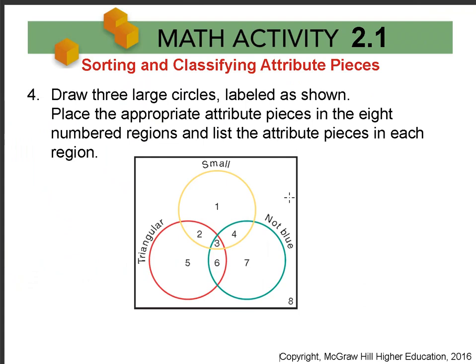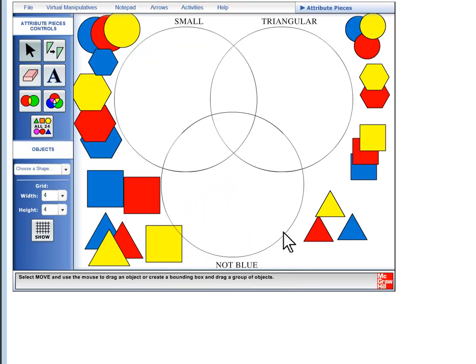Then for question 4, we move to 3 circles. Here we have triangular, small, and not blue. So we have a 3-circle Venn diagram set up, triangular, small, and not blue. And so you can just drag your pieces in. Of course, you can draw this by hand and simply use the abbreviations. LYS, large yellow square. So it's not small, it's not triangular, and it's not blue.